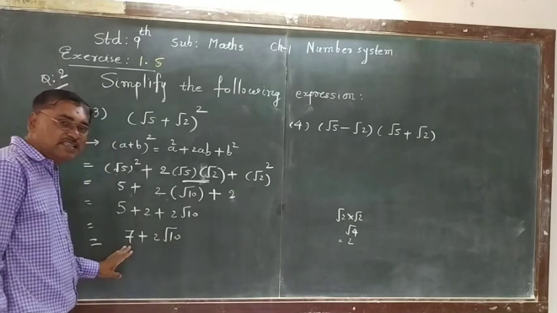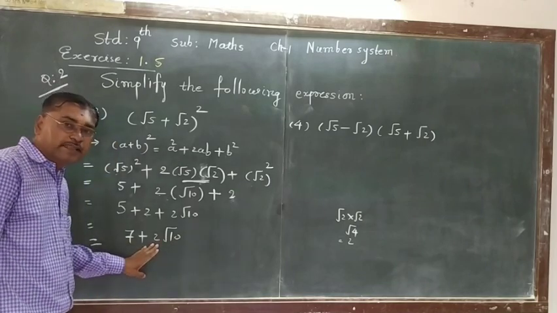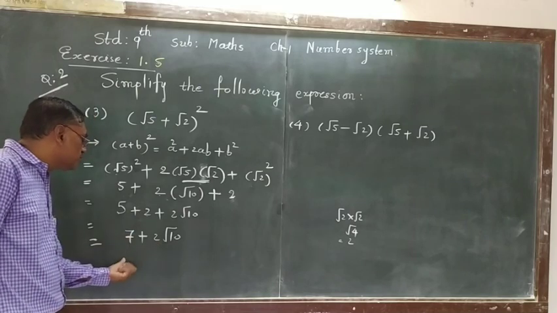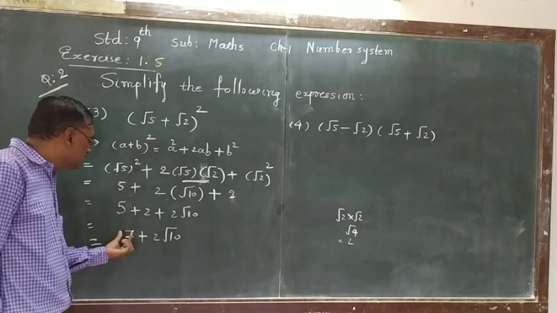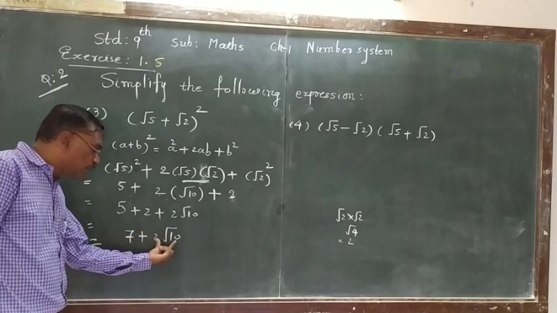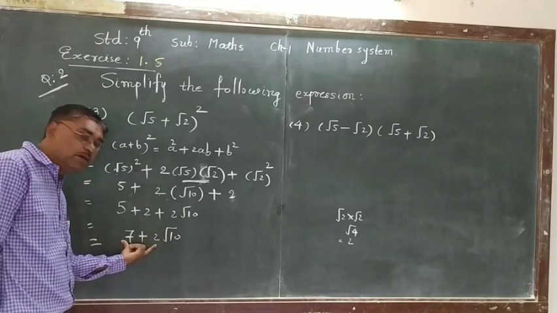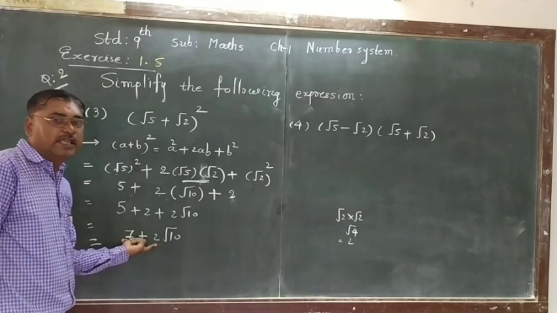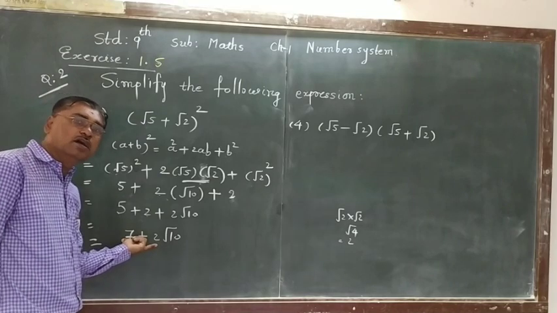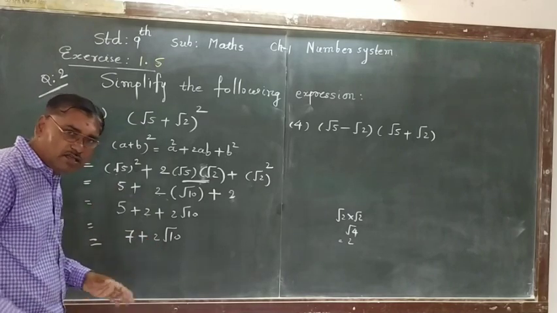Okay? So this is the answer: 7 plus 2 root 10. We cannot write 7 plus 2, 9 root 10, because this is 7 and this is 2 root 10. These two numbers are unlike numbers. We cannot do addition or subtraction of unlike numbers. So this is the answer.